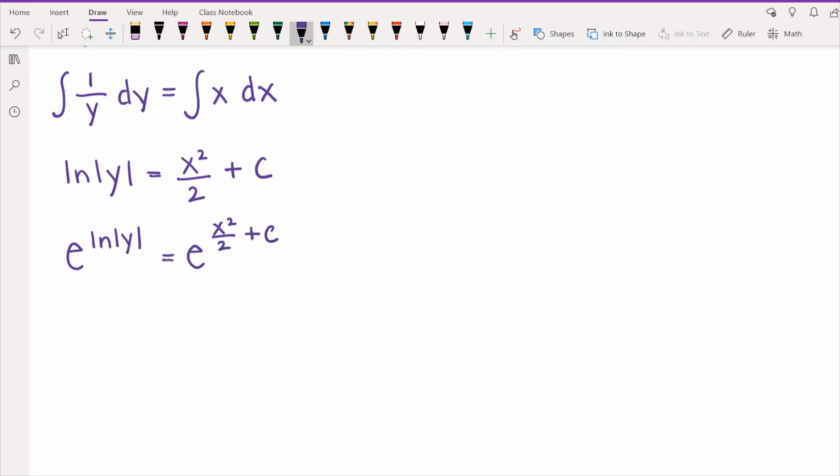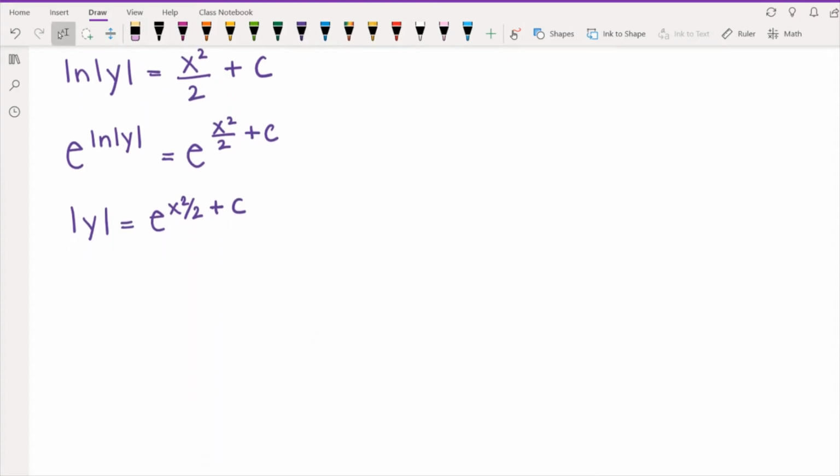So what happens on the left? Well, basically the e and the ln kind of cancel each other out. And so we're left with absolute value of y is equal to e to the x squared over 2 plus c. So to get rid of this absolute value, we have to introduce a plus or minus, right? Because if absolute value of y is equal to something, that means that y itself could either be positive or negative. So y is equal to plus or minus e to the x squared over 2 plus c.